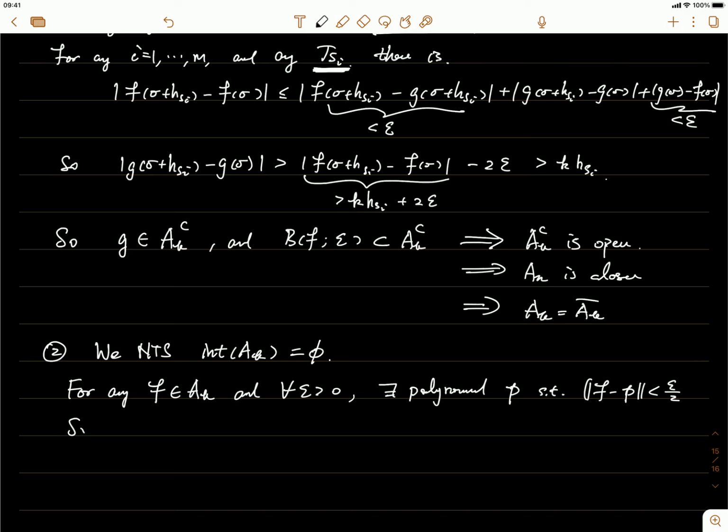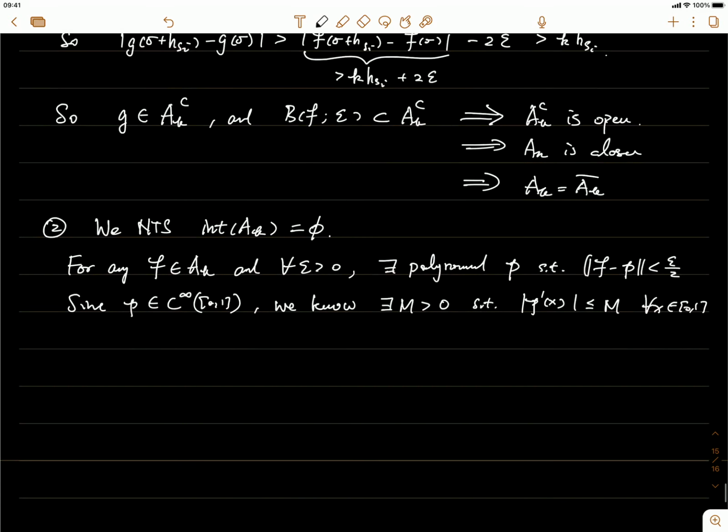So now, since this P is differentiable, it's a polynomial, so it's actually smooth. It's actually in C infinity[0,1], and I don't really need that. I just need P to be differentiable. We know that P prime is also continuous on [0,1], and because it's continuous, it can reach a maximum over this interval. So there exists some M such that the absolute value of P prime of x is less than or equal to M for every x in the interval [0,1]. That's something we know.